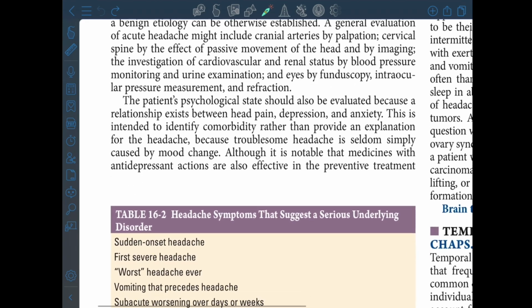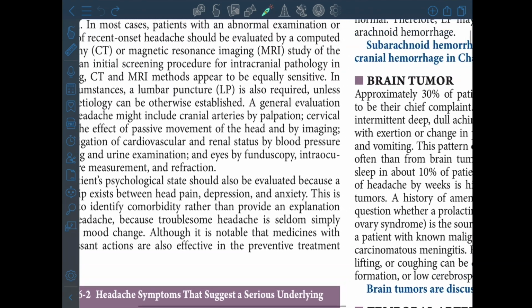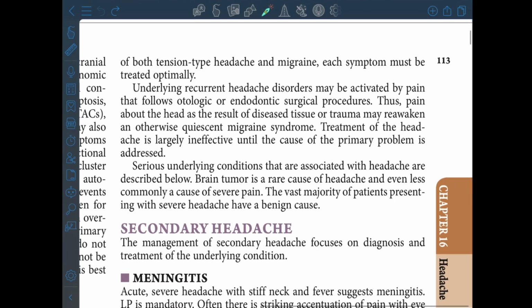This is intended to identify the comorbidity rather than provide an explanation for the headache, because troublesome headache is seldom simply caused by mood change. Although it is notable that medicines with antidepressant actions are also effective in the preventive treatment of both tension type headache and migraine, each symptom must be treated optimally.